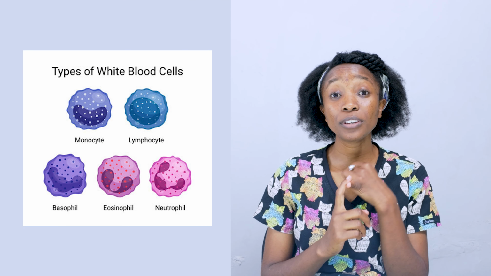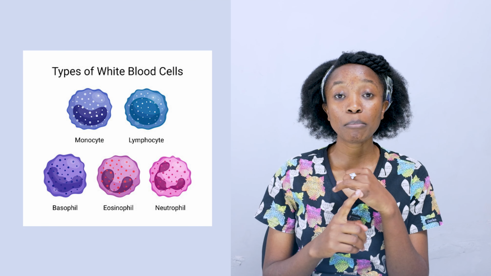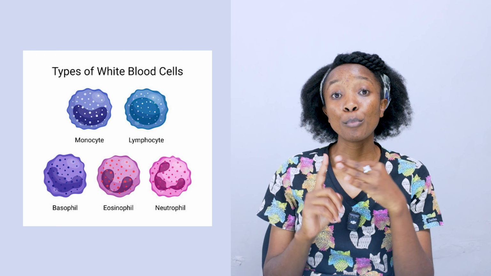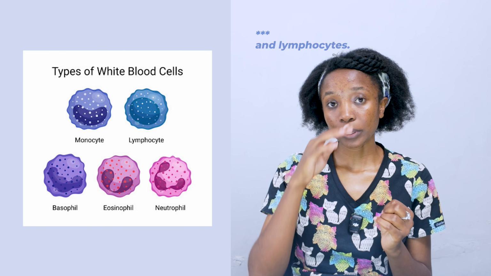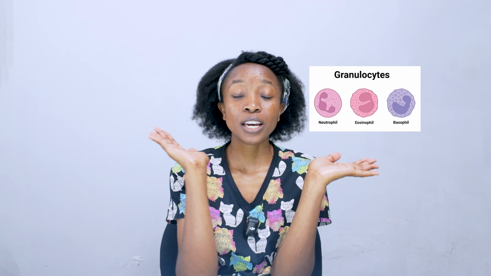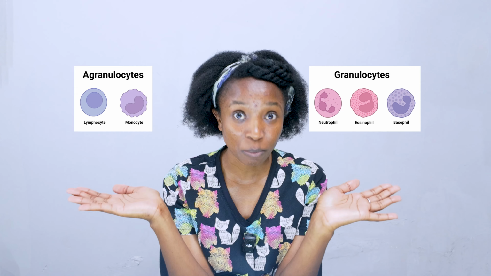We have neutrophils, they are the largest in number, basophils, monocytes, eosinophils, and lymphocytes. And these cells are normally divided majorly into 2 types. We have granulocytes and agranulocytes. TMI, I know, but walk with me.